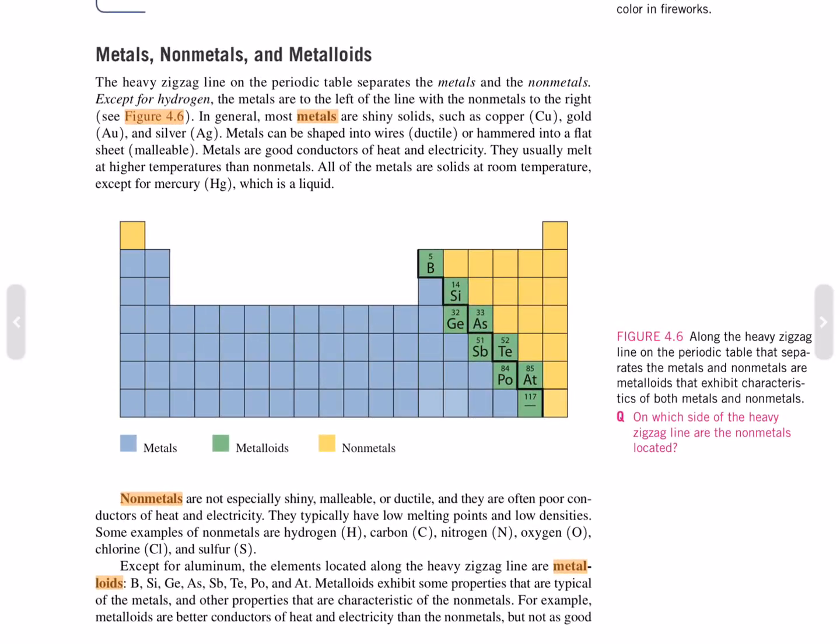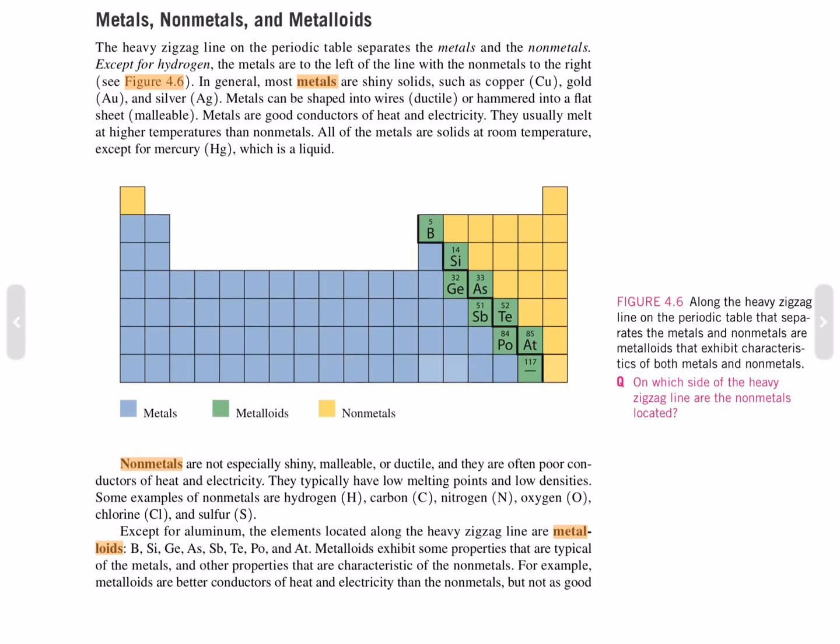Metals, nonmetals, and metalloids. The heavy zigzag line on the periodic table separates the metals and the nonmetals. Except for hydrogen, the metals are on the left of the line and the nonmetals to the right. In general, most metals are shiny solids such as copper, gold, and silver. Metals can be shaped into wires, ductile, or hammered into flat sheets, malleable. Metals are good conductors of heat and electricity. They usually melt at higher temperatures than nonmetals. All of the metals are solids at room temperature except for mercury, which is a liquid.